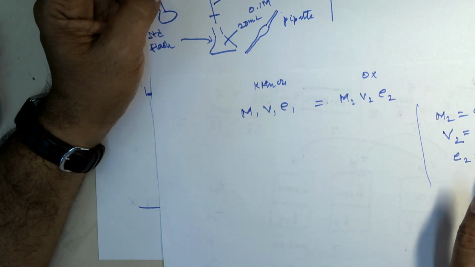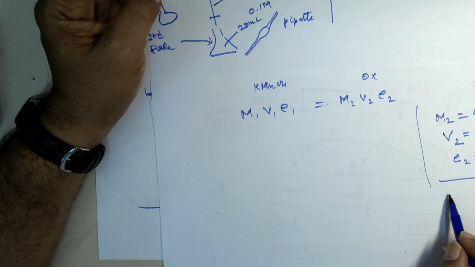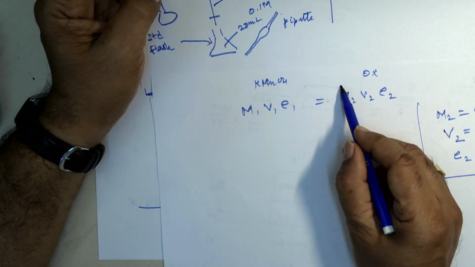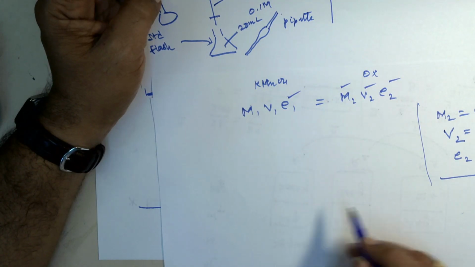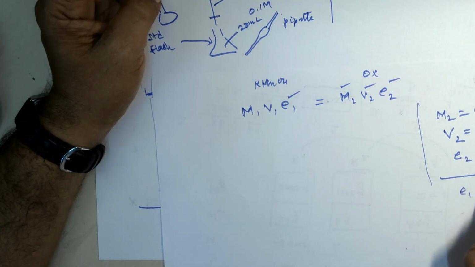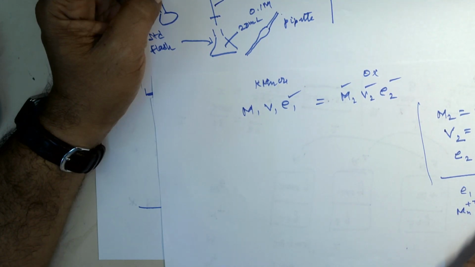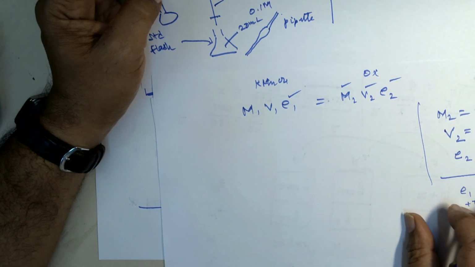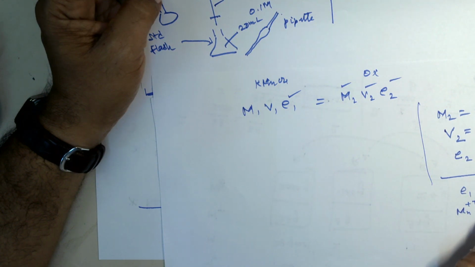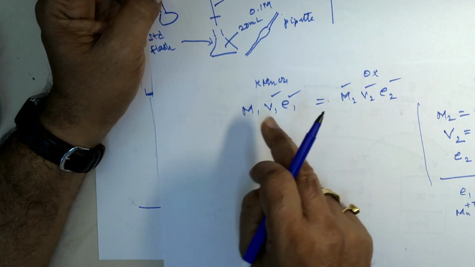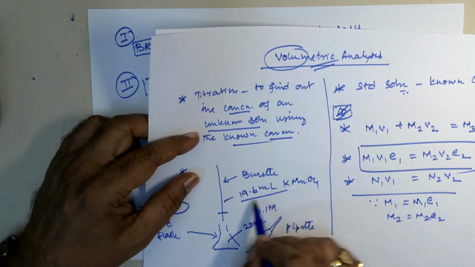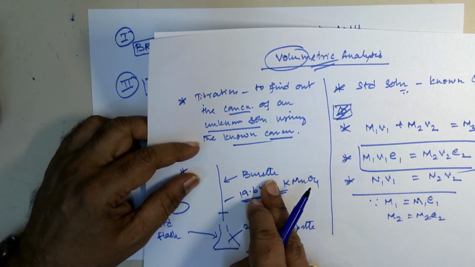That we already discussed. These are all known. And the valency factor of potassium permanganate, how much? It is 5. Do you know why? Because Mn7+ becomes Mn2+, which we already discussed under redox reactions. So 5 electrons are transferred, so we put 5. So this is also known. And V1 is the titer value. The titration value is 19.6. This is the experimental value.